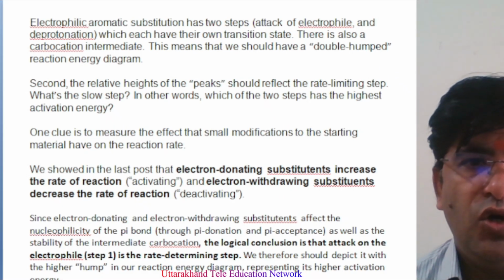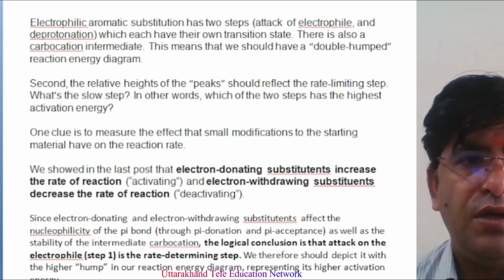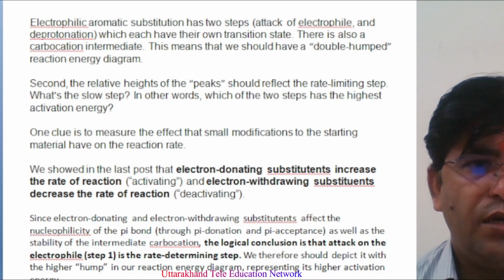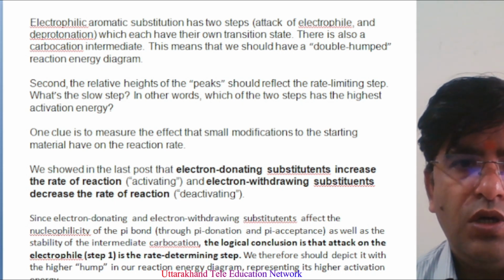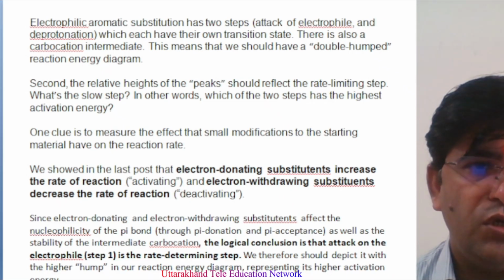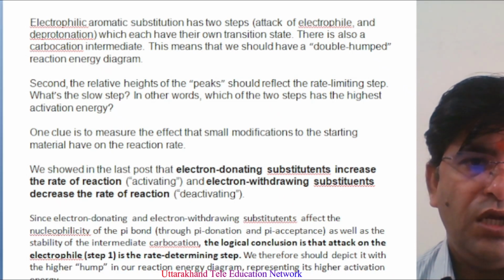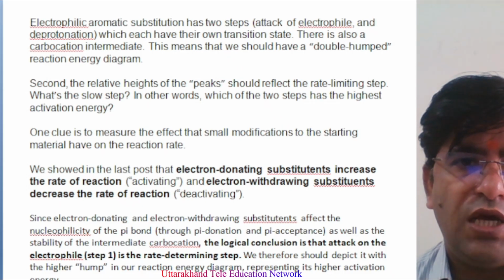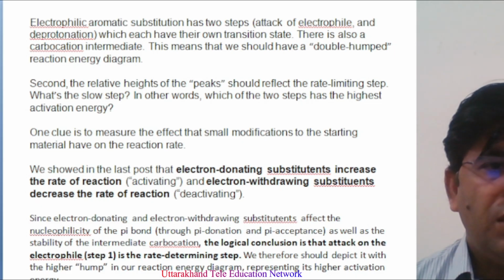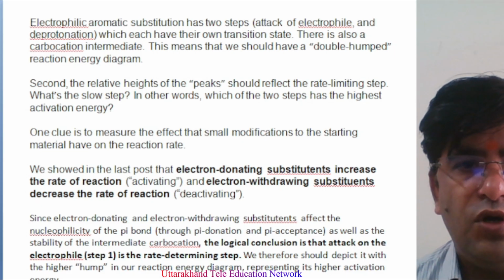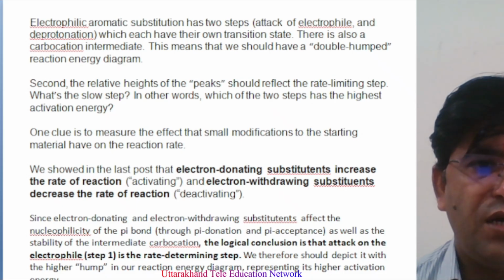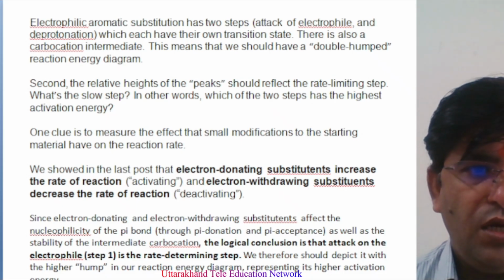This means that we should have a double-humped reaction energy diagram. Second, the relative height of the peaks should reflect the rate-limiting step. What is the slow step? In other words, which of the two steps has the highest activation energy? One clue is to measure the effect that a small modification to the starting material has on the reaction rate.